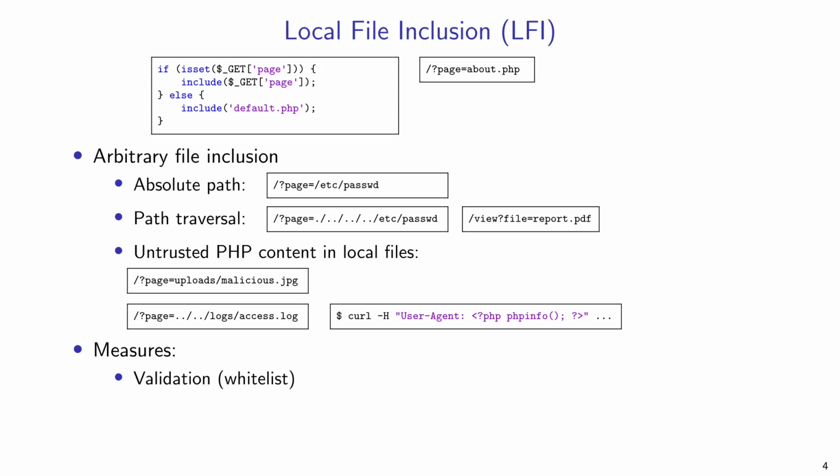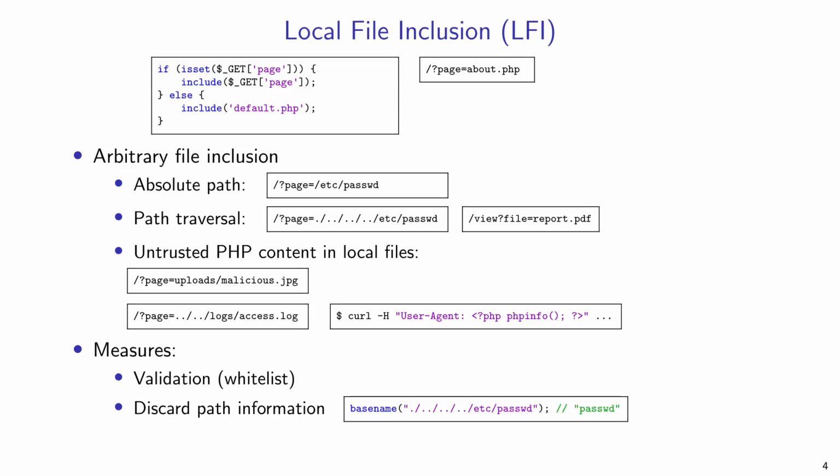As for the measures, the best measure is validation against a whitelist of allowed files that may be included. Discarding the path information from the user supplied file name may also help in some cases. And in PHP, we can do this using the basename function.